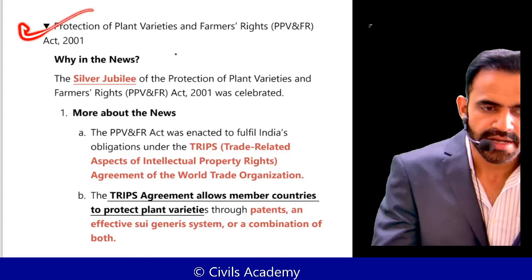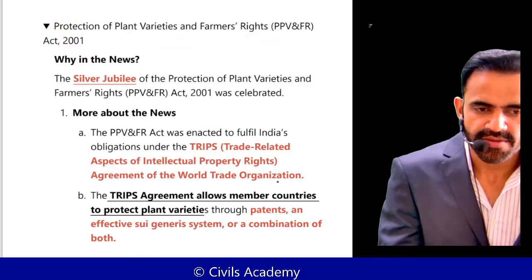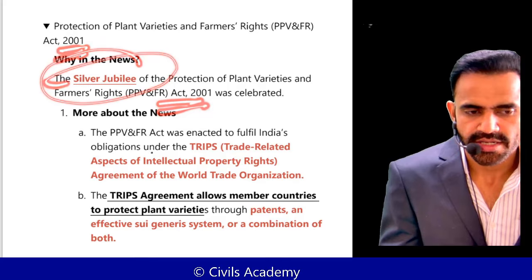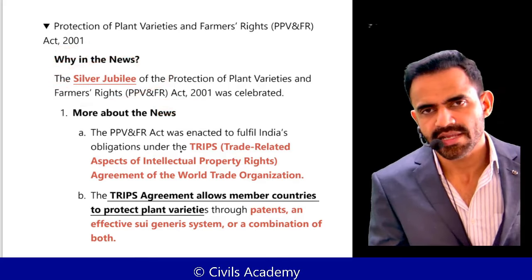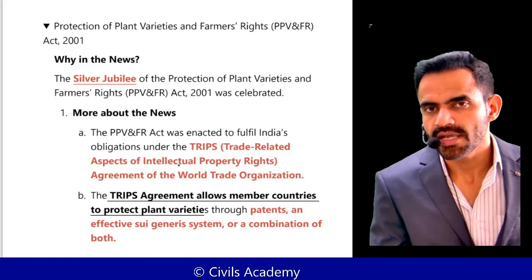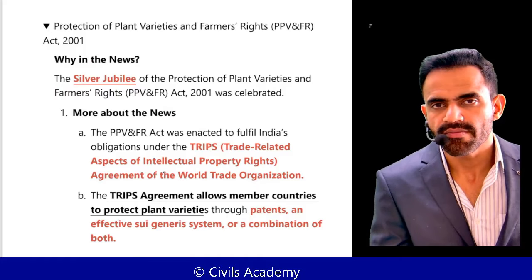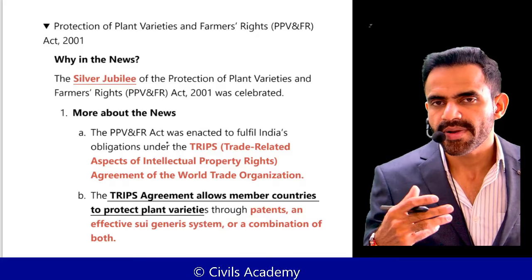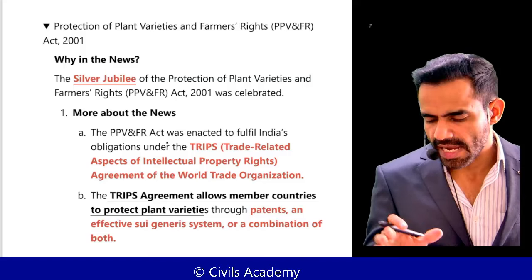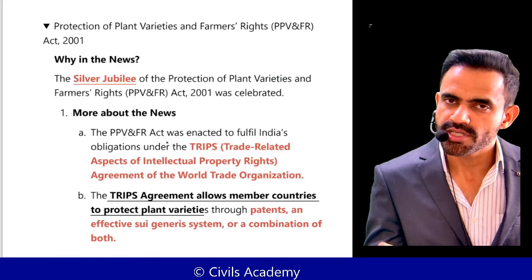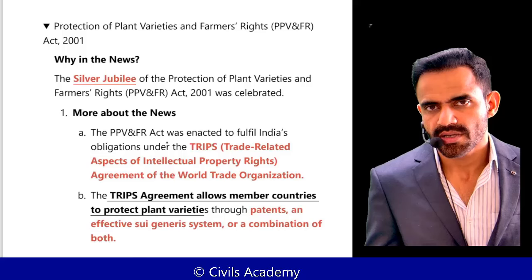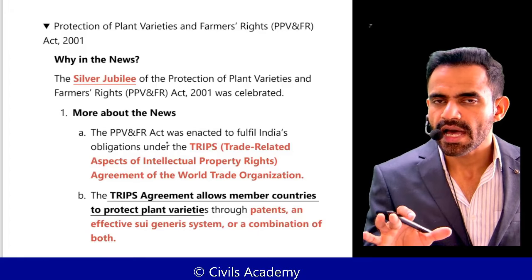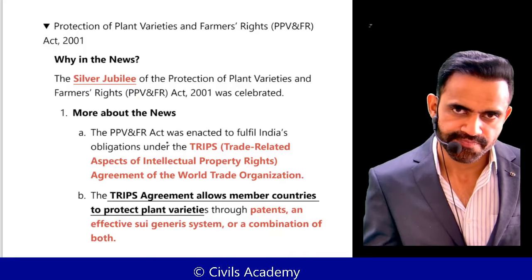Next is related to the Protection of Plant Varieties and Farmers' Rights Act. This act was enacted in 2001 and recently it was in the news because of its Silver Jubilee. Now understand in a very simple sense. In our country, seeds are not given patent rights. What is the meaning of patent? Let's say you developed a vaccine. You have patent right. That means no one else will be able to produce it without your explicit permission. Patent is given for 20 years.